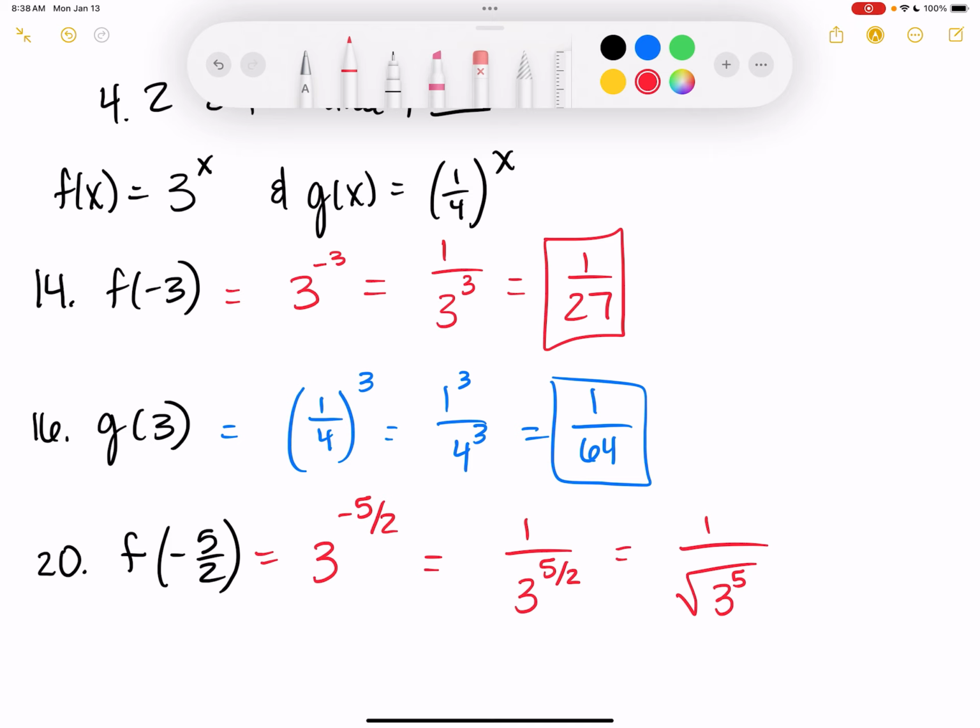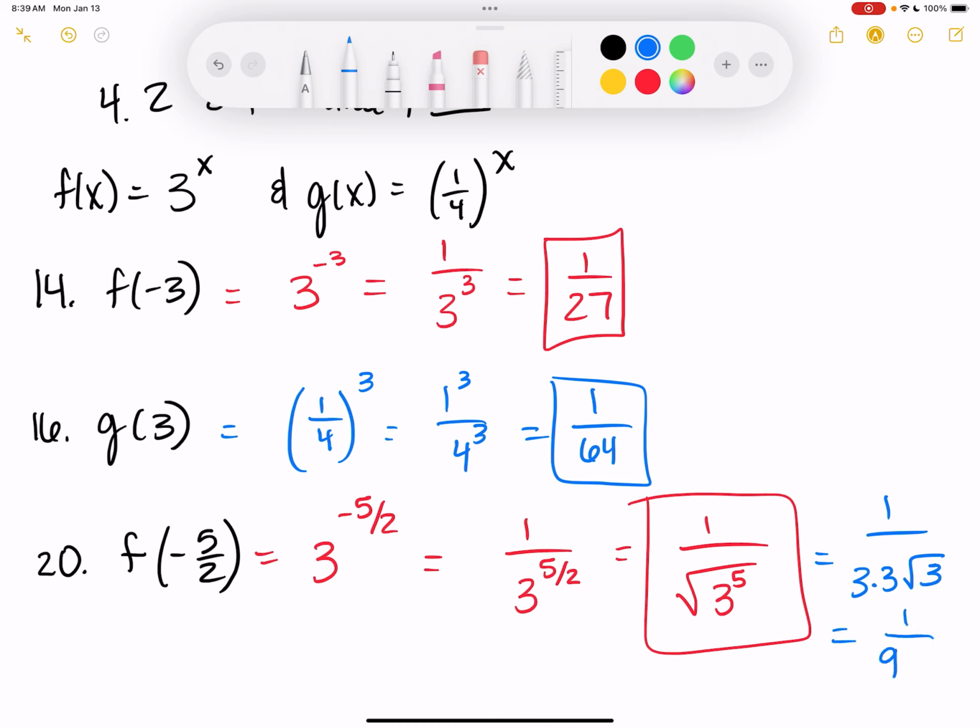And normally we don't want to leave radicals on the bottom, we typically want to rationalize them, but for the sake of this exercise, it's fine. And technically, we could keep going with this and say because we have multiple 3s, we can pull them out in groups of 2 because there's 5 individual 3s here. If we pull them out in groups of 2, we would have 1 over 3 times 3 times the square root of 3, which would give us 1 over 9 root 3.